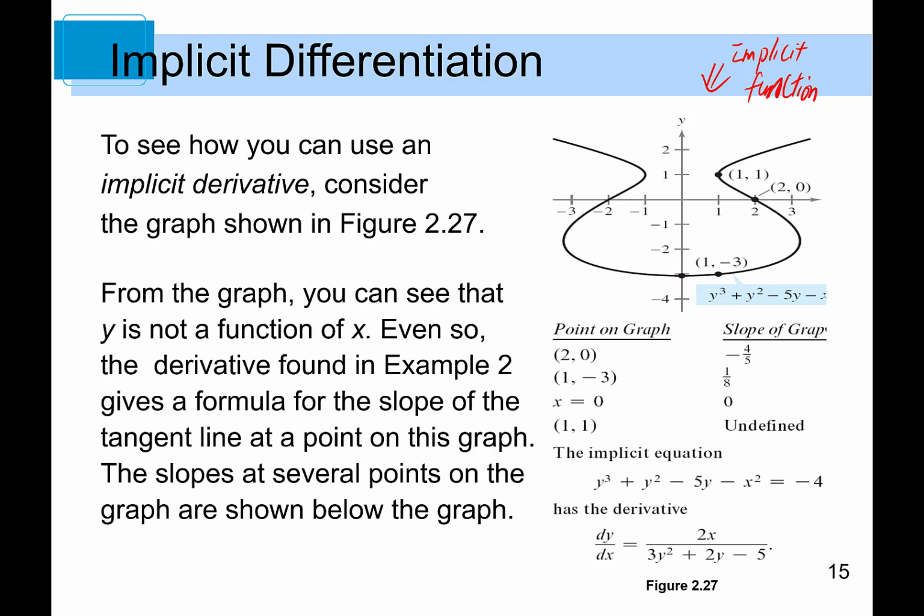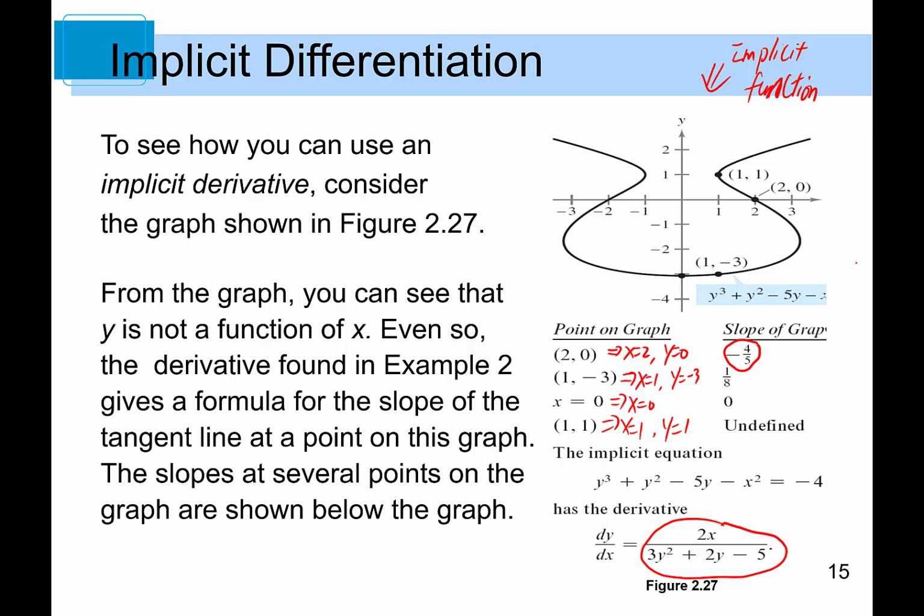So 2, 0, you just basically have to replace, this is x equals 2, y equals 0, into our implicit differentiation, into the derivative, right? Which is this. And when you plug in 2 and 0 into the derivative, then you come up with the slope. Okay. So this one, x equals 1, y equals 3, comes out the slope. x equals 0, comes out the slope. x equals 1 and y equals 1, and comes out the slope.